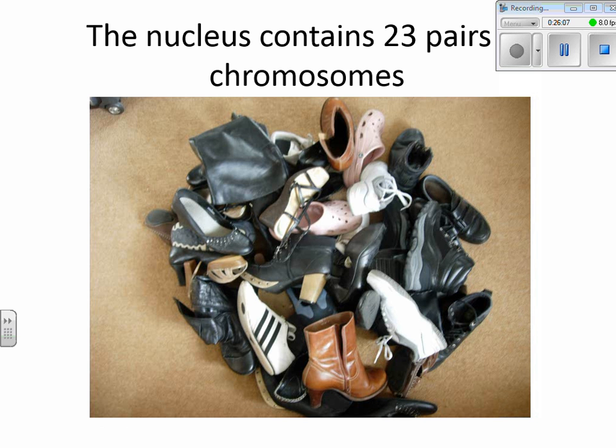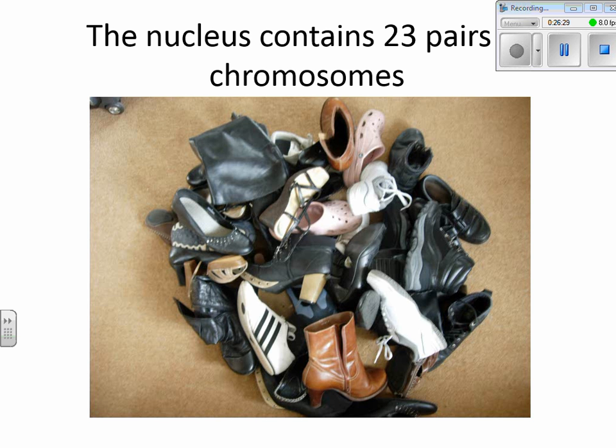I did try and mix them up so that the pairs weren't terribly evident. Just about see a pair of trainers, and oh, the Crocs are evident, aren't they? And the short brown boots, and yeah. But other than that, you can't actually see clearly that there are pairs there. But you know, that's how DNA would be in the nucleus when the cell is just going about its everyday business.